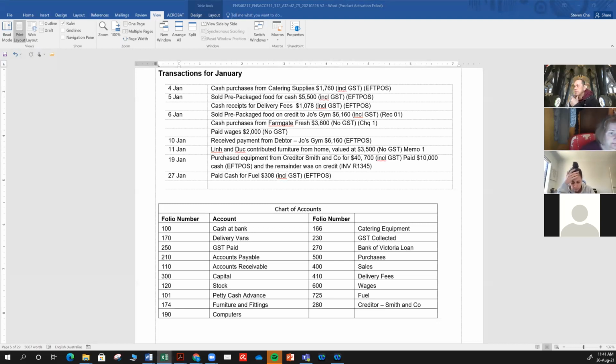So that does go under furniture and fittings, though, correct? Yes. How much is that? It would be the total amount, which is 3,500. Which goes to folio number 174. Excellent.